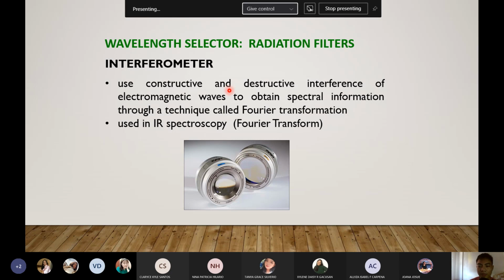Totoo 'yon. Kasi sa thermal scanner, 'di ba napapansin nyo yung tao nag-glow. Kasi nag-glow talaga tayo. Di lang natin nakikita. Okay? So if you use IR spectroscopy, yung glow ng tao nakaka-affect 'yun sa measurement, no. So to minimize that we use interferometer, no. So siya yung nagka-cancel out ng other infrared rays emitted even by people. Ayan.